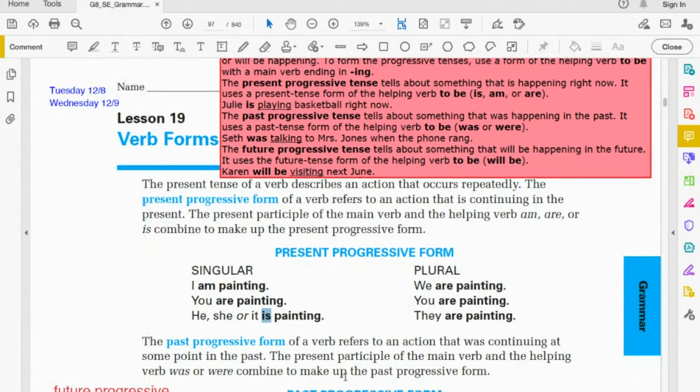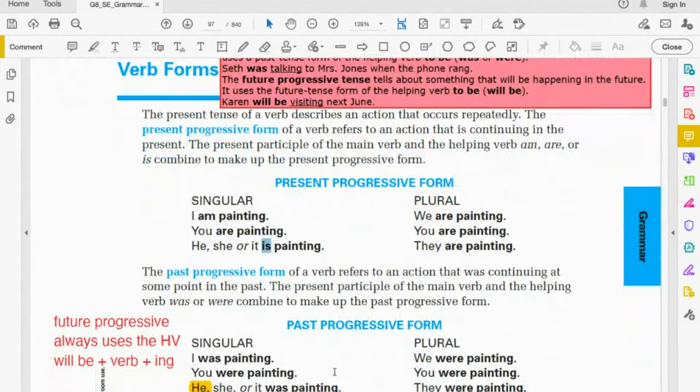Past. Past progressive. Past progressive always uses the verb plus ing and was or were. I was painting. You were painting. He or she or it was painting. Was or were plus the verb plus ing is the past progressive.